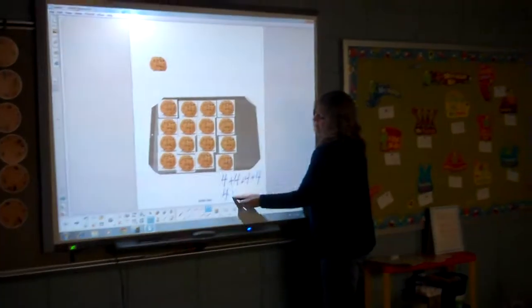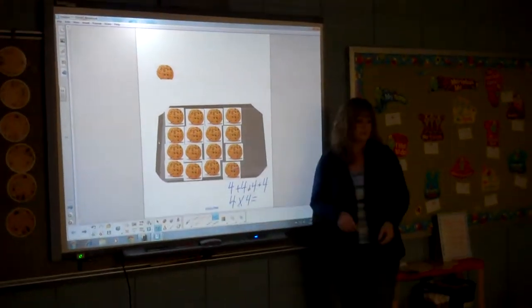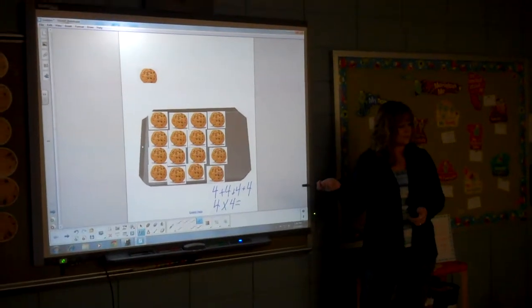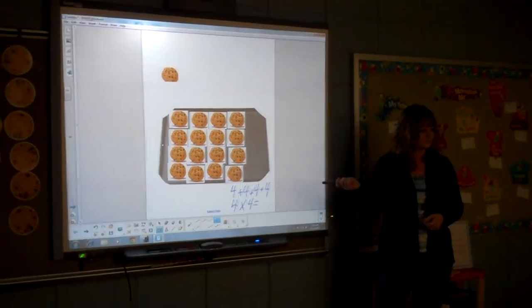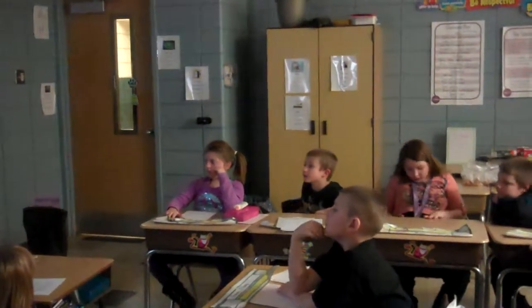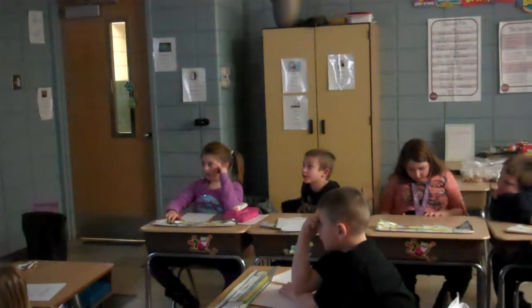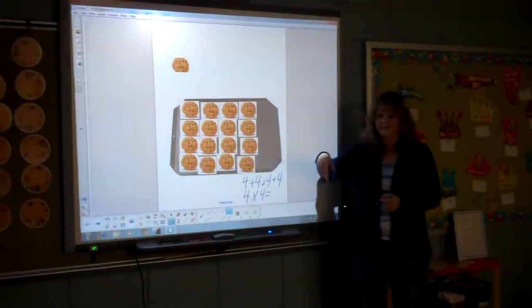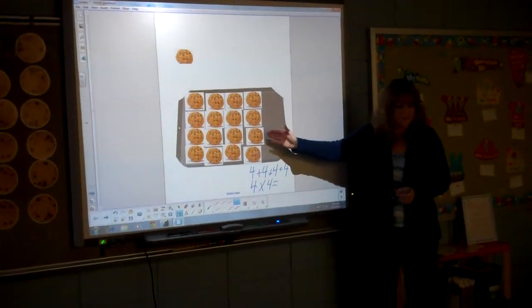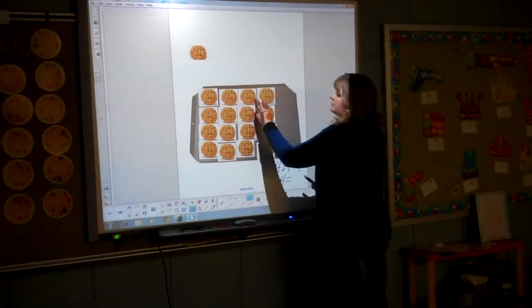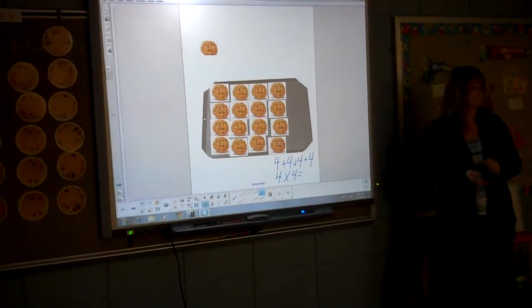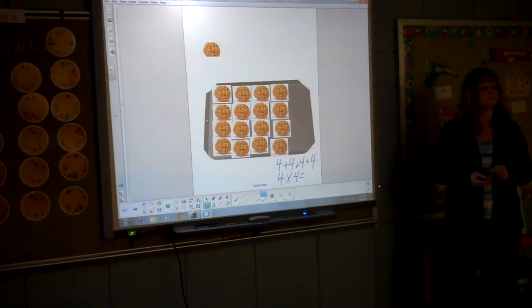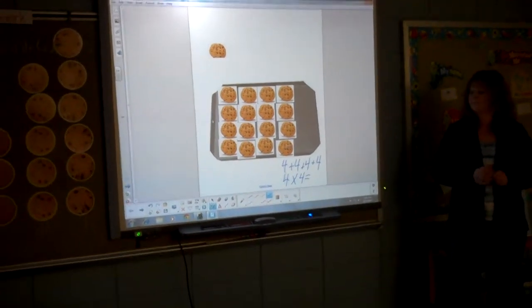4 rows with 4 in each row is 4 times 4. How can we figure out this answer, Wyatt? If you didn't know your 4s, how would you figure it out? Well, if we've got this in front of us, what can we do with this? We can just count them, right? Or we could count them by 4s, if we could do that. Or we could count them even by 2s if we want to. Let's count them. How many do you get, Keaton? How many cookies do you have?